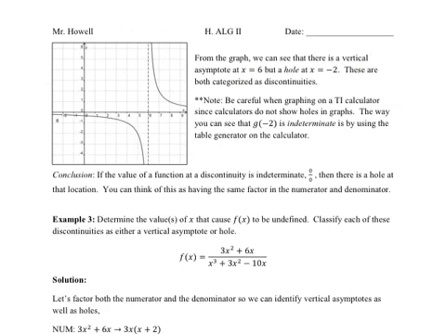Make sure you're careful when you graph these on a calculator, because when you graph this and you look at negative 2 for the x value, it's indeterminate. And you're not going to see that on the actual graph. So as a conclusion, if the value of a function at a discontinuity is indeterminate, meaning it becomes 0 over 0, then there's got to be a hole there. And you could think of this as having the same factor in the numerator and denominator, simply canceling those factors and figuring out the height of the hole, or the location of that hole.